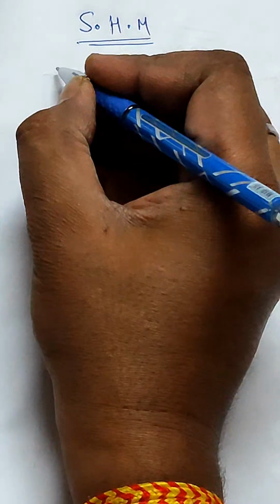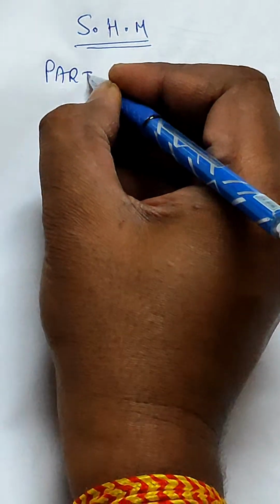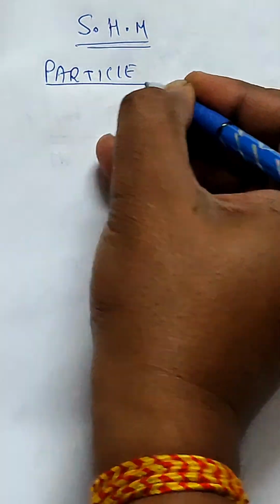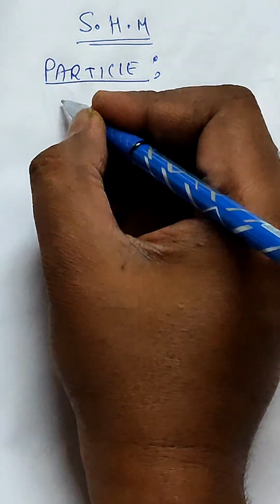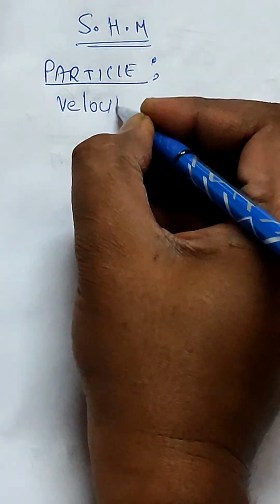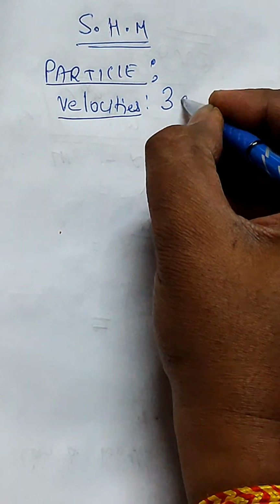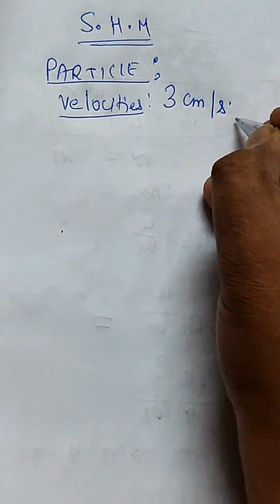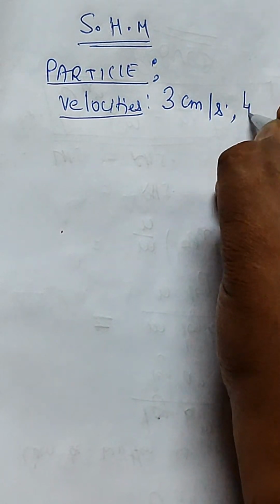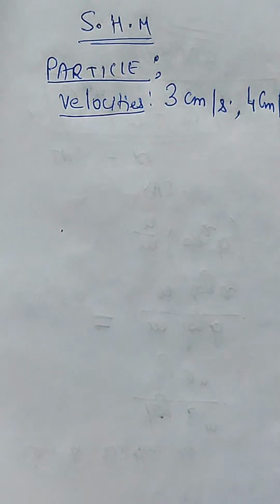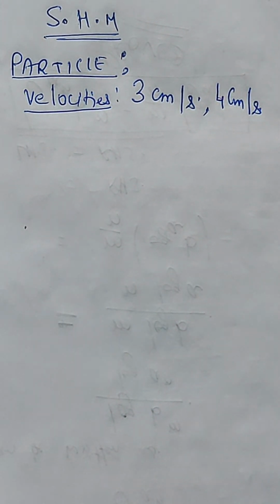So for that particle, the velocities given are 3 centimeter per second and 4 centimeter per second. These are the two velocities given to you for that particle respectively when the displacements are 4 cm and 3 cm.